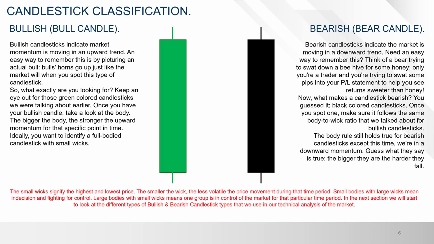The wicks signify the highest and the lowest price points during that time frame of the candle. The smaller the wick, the less volatile the price movement during that time period. Small bodies with large wicks mean indecision and fighting for control. Large bodies with small wicks mean one group is in control of the market for that particular time period.